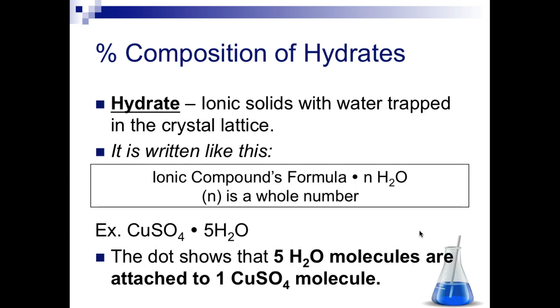Now we also have percent composition of hydrates. A hydrate is an ionic solid with water trapped in the crystal lattice. It's written like this. We have whatever the ionic compound's formula is times some value n, which is a whole number, H2O. So let's look at this example. We have CuSO4 dot 5H2O. That dot shows that there are 5 water molecules attached to the one copper(II) sulfate molecule.